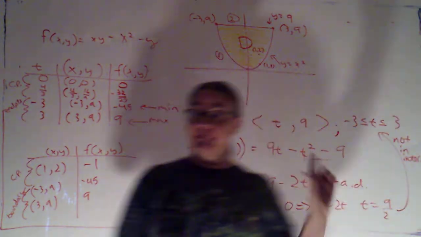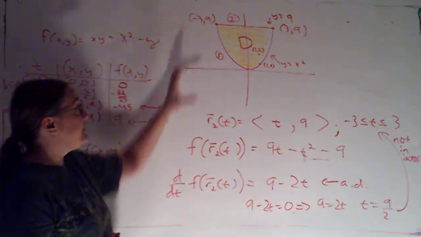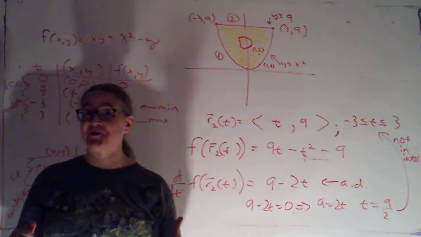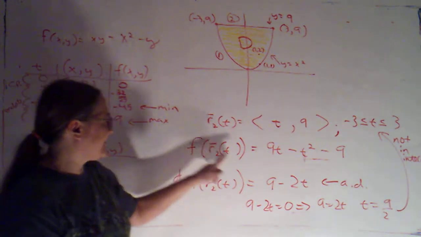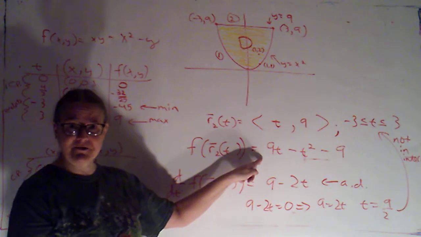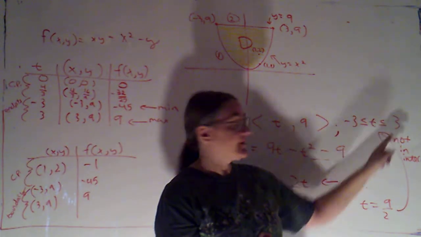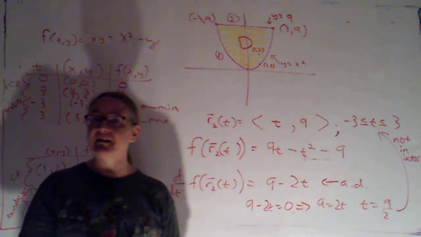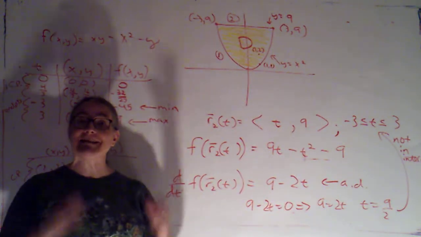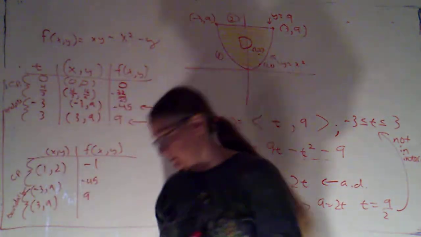So something we need to be very careful of. We're generally, with these problems, not working on the natural domain of our functions. This function would be defined for all values of t, but I'm only looking at it between negative 3 and 3. 9/2 is not in that interval, so there are no critical points in that interval.